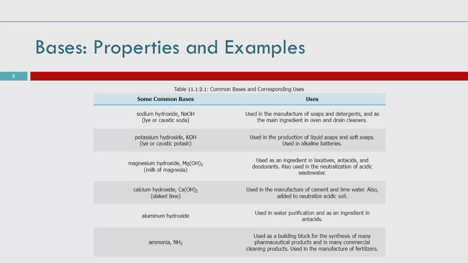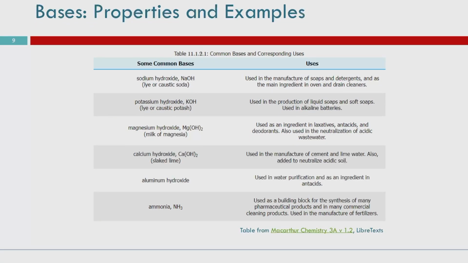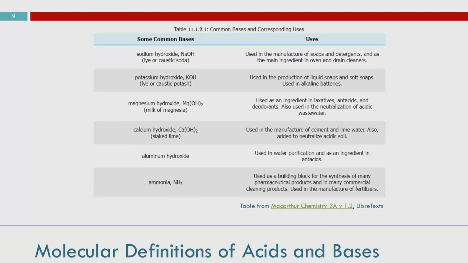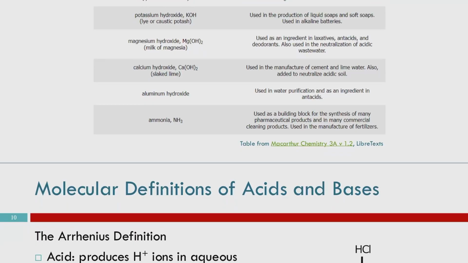Some examples of bases include sodium hydroxide, which is often called lye, potassium hydroxide, a different type of lye, magnesium hydroxide that might be used in some antacids and deodorants, and there's some other fun things that you might read about there on your free time. Again, a table from our book.